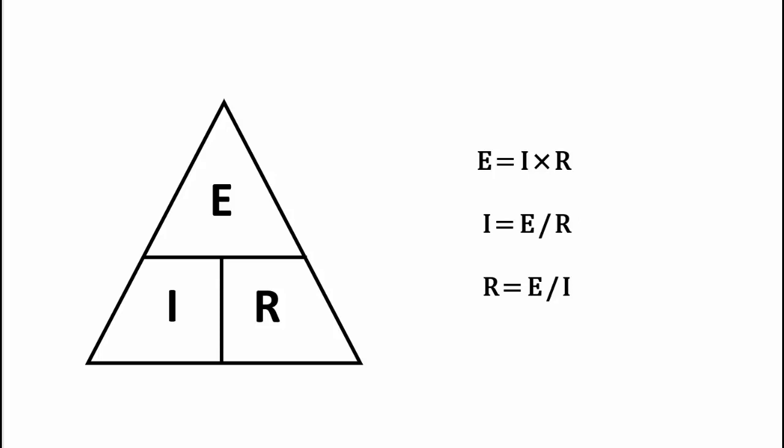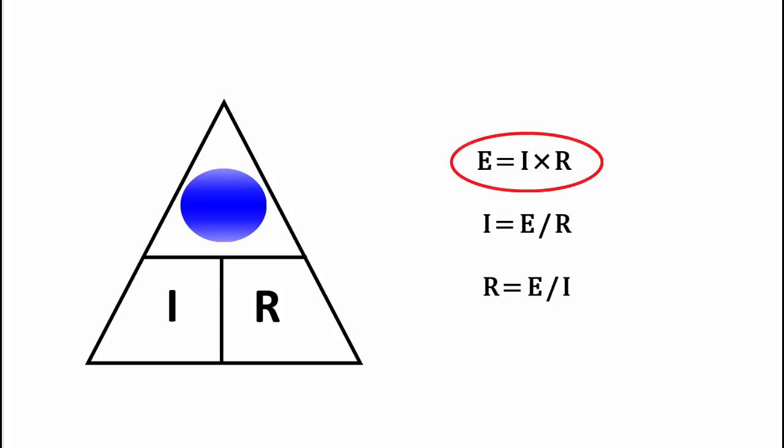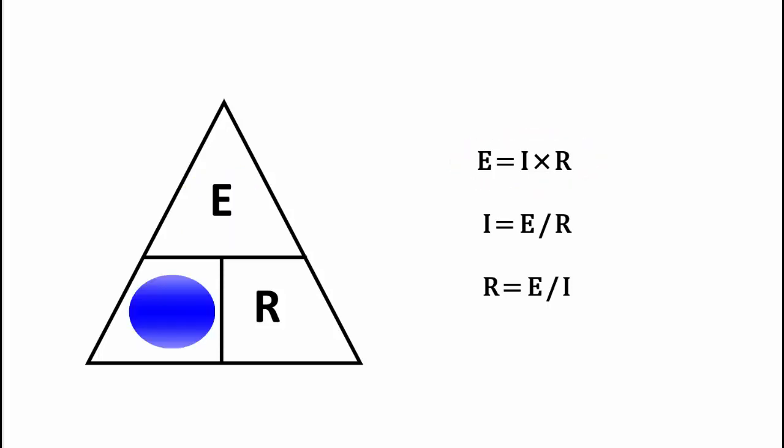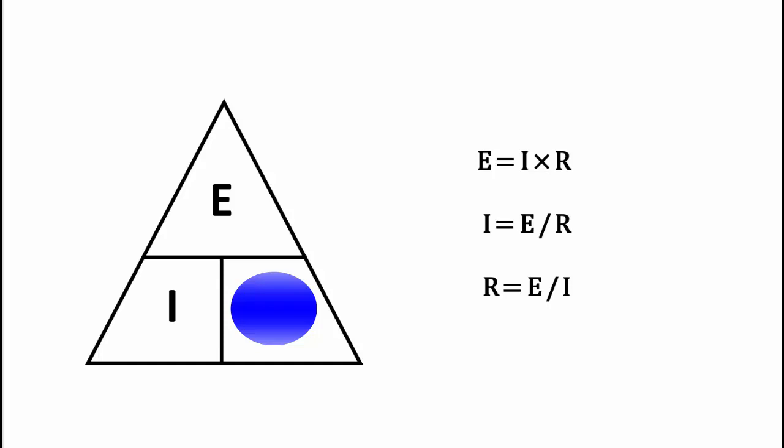So this will be our three Ohm's law formulas: E equals I times R, I equals E divided by R, and R equals E divided by I. And remember, you cover up the one you're trying to get. If I'm trying to get E, I cover up the E and it's I times R. If I'm trying to get I, I cover up the I and it's E divided by R. And if I'm trying to calculate R, I cover up the R and the formula would be E divided by I.